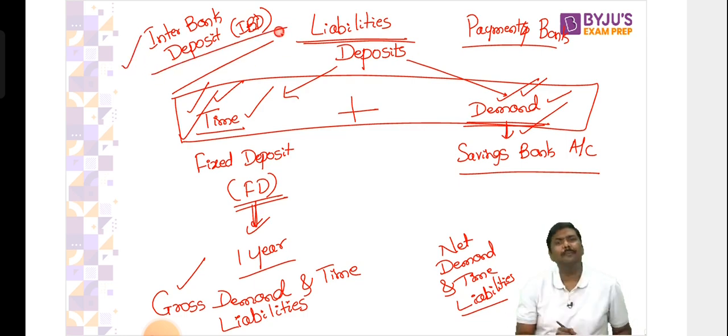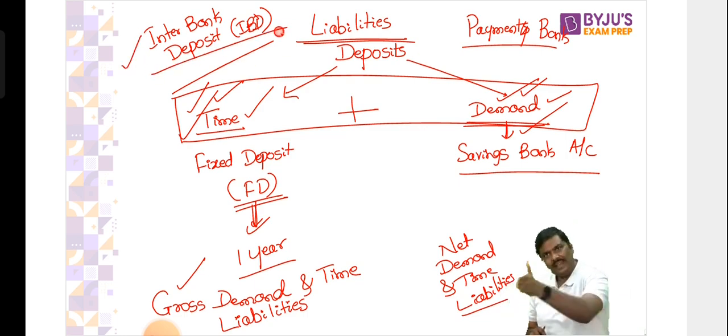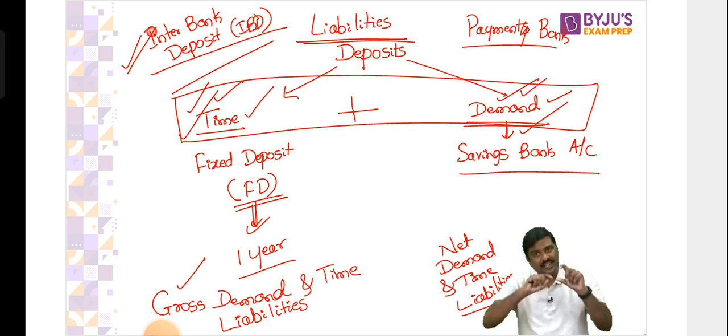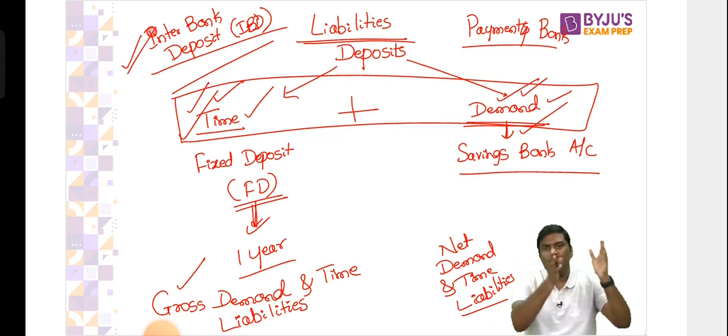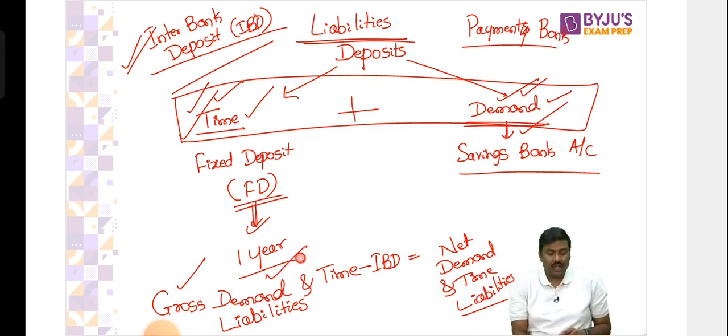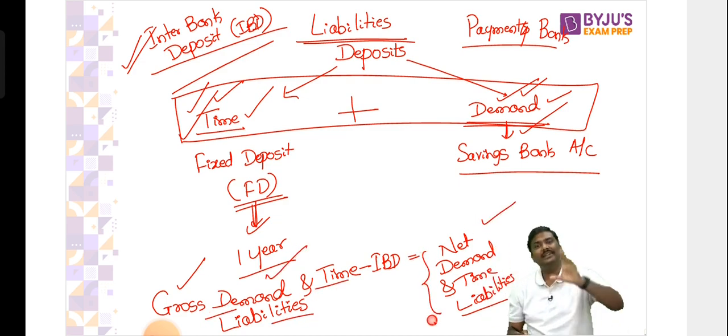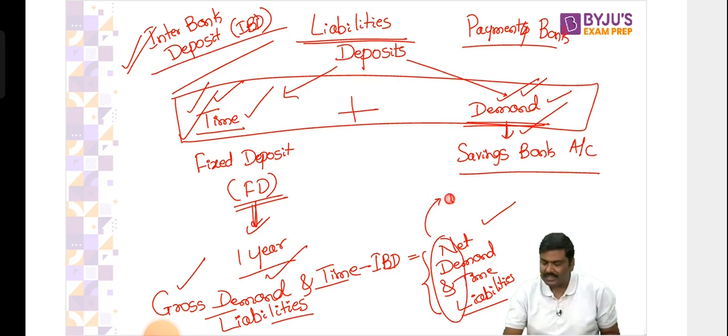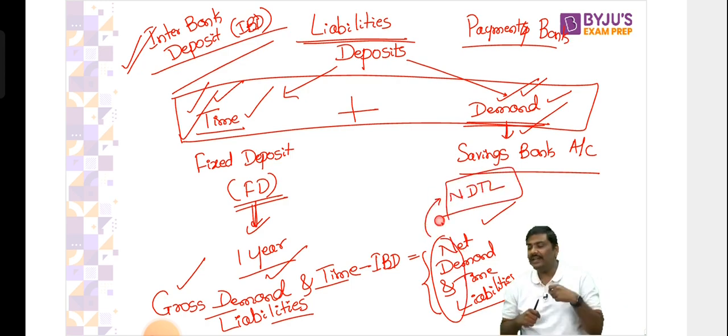Is it not an interbank deposit? Is it not a deposit kept by one bank in another bank? Of course, yes. So these deposits, which are deposited by one bank in another bank, will be deducted from gross demand and time liabilities, and you will get net demand and time liabilities. So remember the idea for net demand and time liabilities. I'll use a short form now, NDTL, net demand and time liabilities.